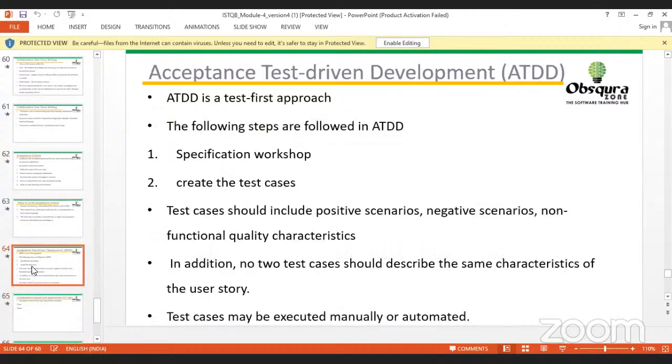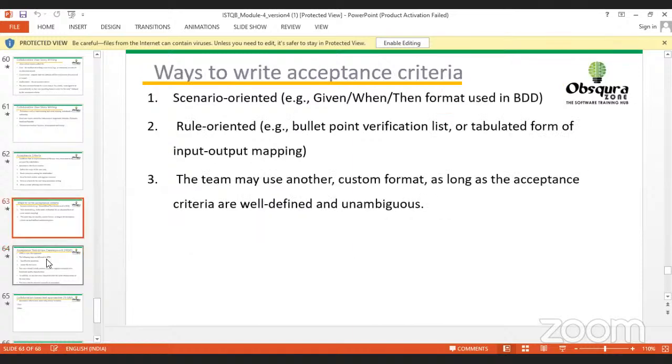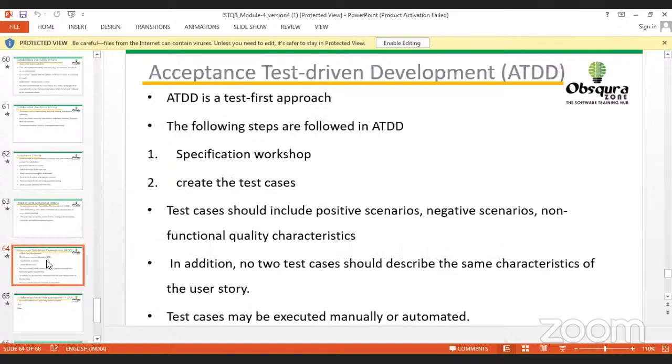Okay, one minute. Acceptance test driven development: it is a test first approach, and we follow these steps. The first thing is the specification workshop.